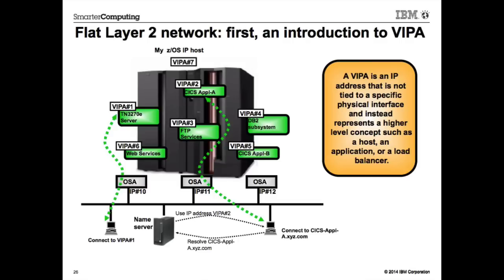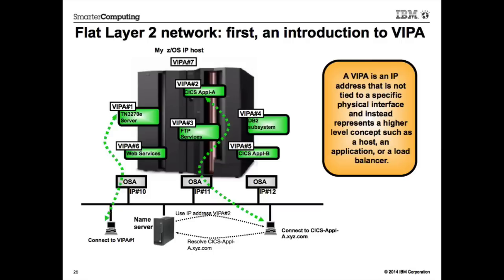For example, in the picture here, on the z/OS host, I have a CICS application A, which is represented by VIPA number 2. So VIPA number 2 is the IP address of that CICS application. The client down at the bottom asks to connect to the CICS application, and the name server returns VIPA 2. So the client routes to VIPA 2. It doesn't care where VIPA 2 is. VIPA 2 could move to another host, and also the 3 OSAs along the bottom, 1 or 2 of them could go down, but you can still reach the VIPA because you aren't using an interface IP address on the stack to reach it.